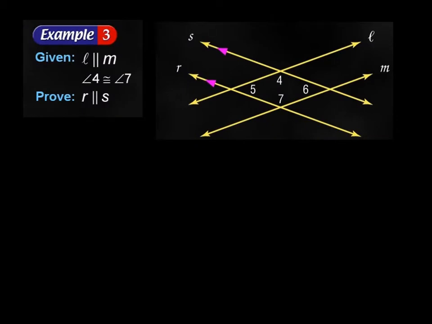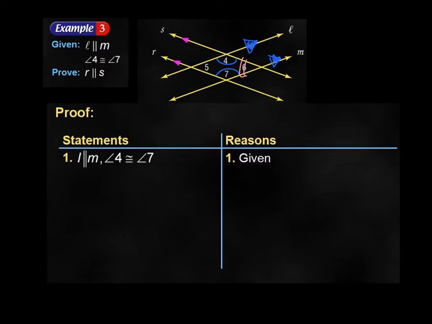We're given that line L is parallel to line M, and angle 4 is congruent to angle 7. They ask us to prove that R is parallel to S. Just thinking through a plan, I can see that angle 6 is going to be supplementary to both 4 and 7, and if two angles add up to 180 with the same angle, they must be equal to each other. There's my plan. We begin by stating the given.